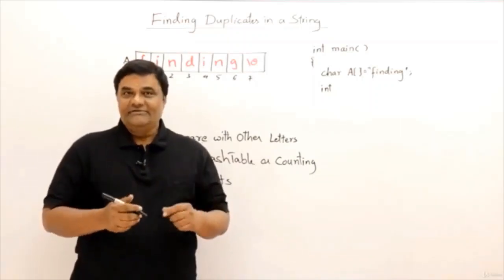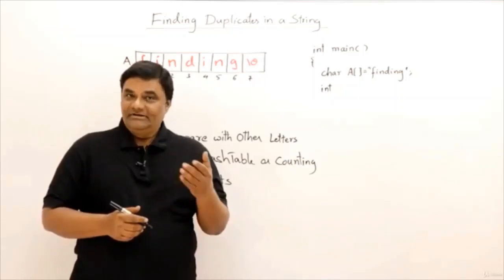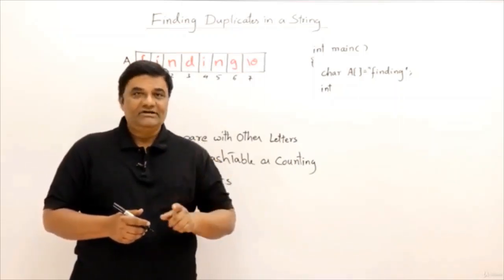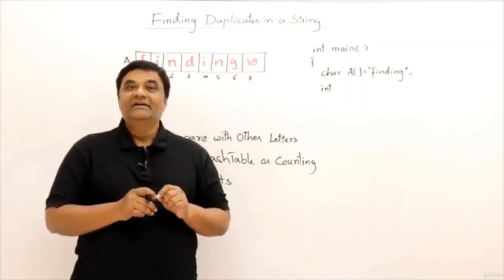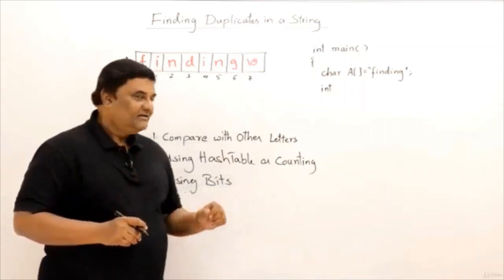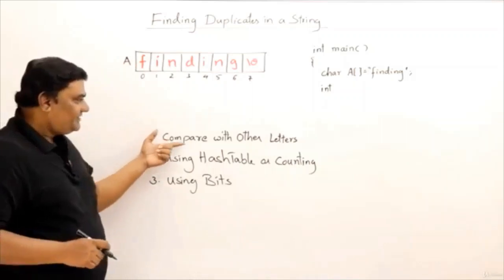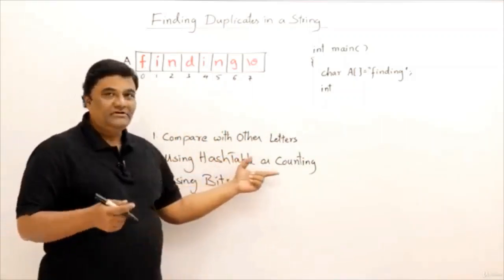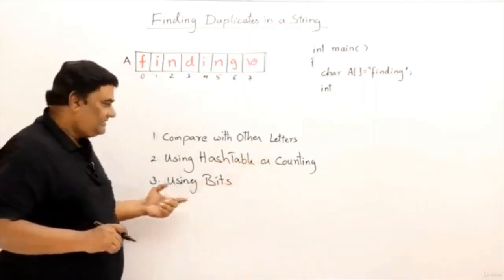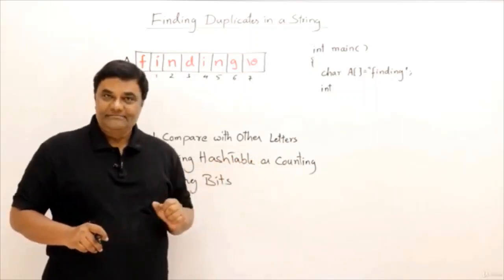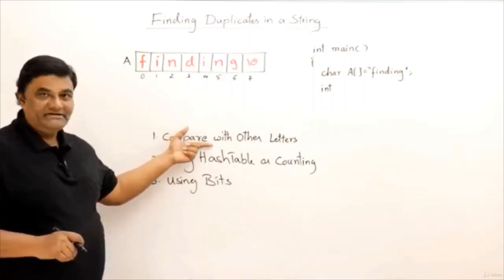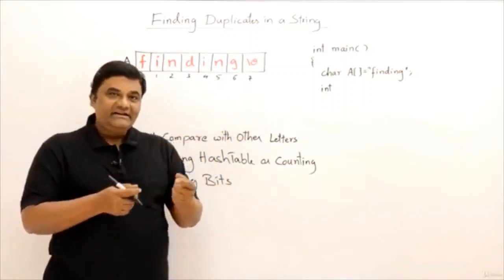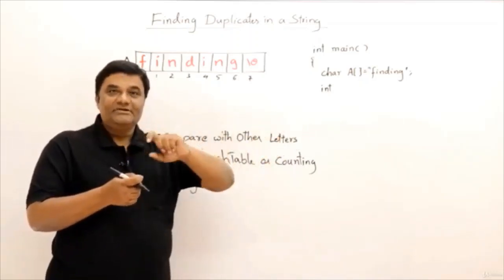There is more than one method for finding duplicates. We have already seen multiple methods for finding duplicate numbers. Now we will see the methods for finding duplicate characters in a string. See, the first method is comparing with other letters. The second one is using a hash table or counting the letters. The third one is using bits. The first method is the same as what we learned in arrays, like taking a number and comparing it with the rest of the numbers in an array.